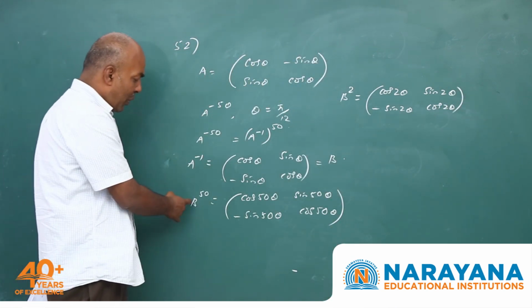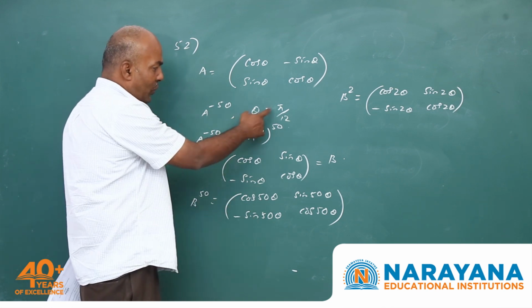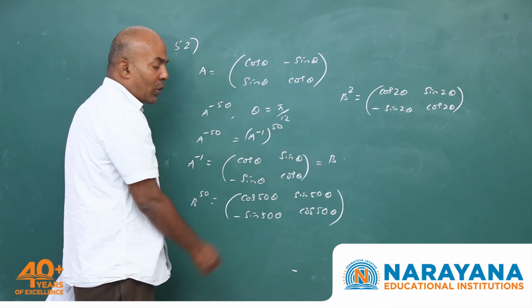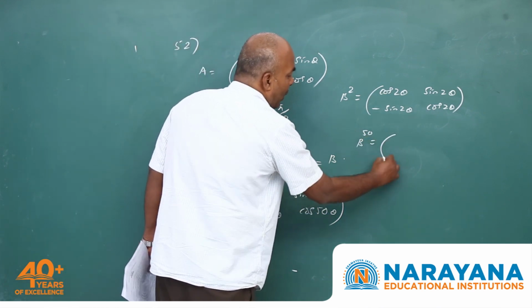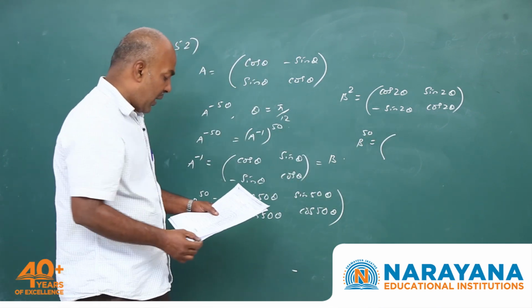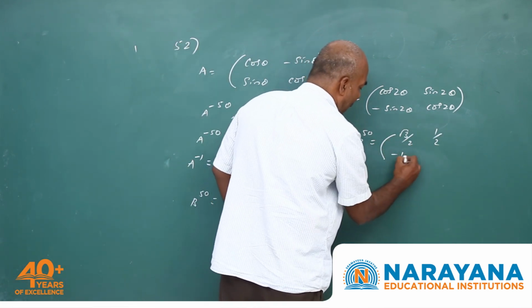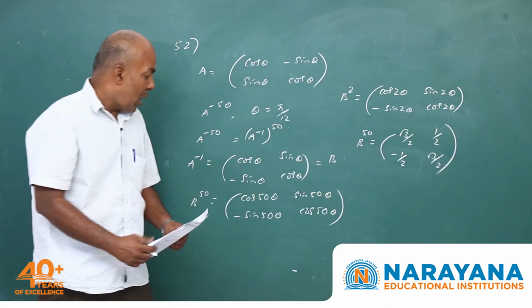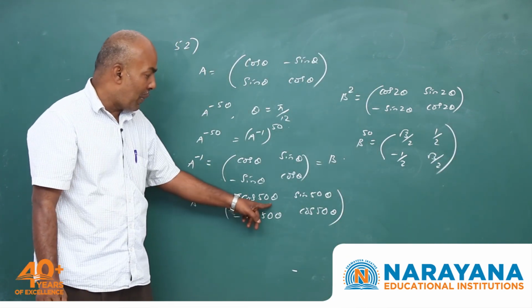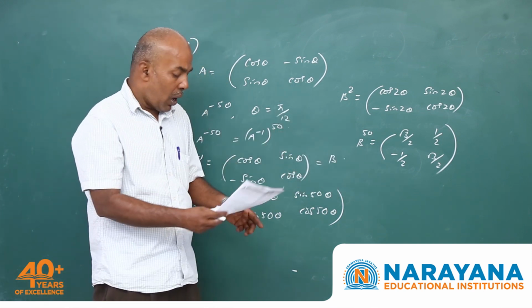Now we need to find out B power 50 when theta equal to pi by 12. When we substitute that theta equal to pi by 12, B power 50 is going to be now your option C, that is root 3 by 2, 1 by 2, minus 1 by 2 and root 3 by 2. After having substituted theta equal to pi by 12, we will get this. So the correct answer for the question is option C.